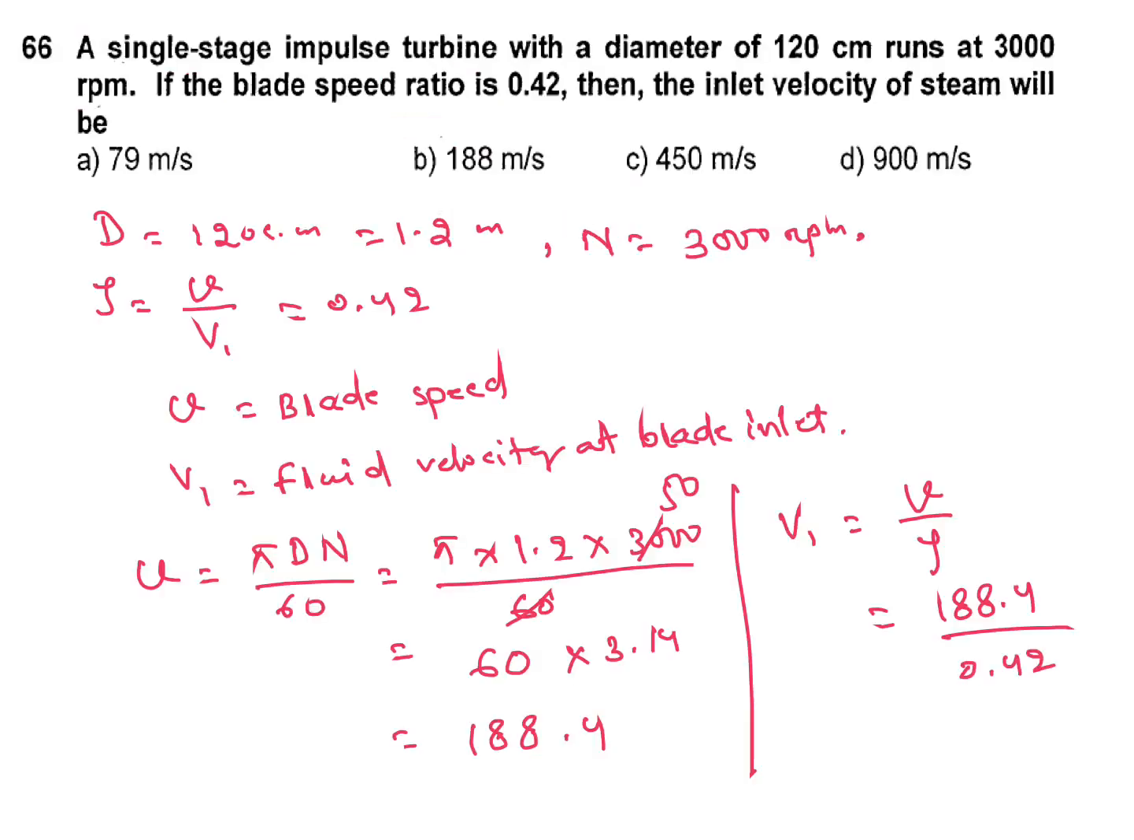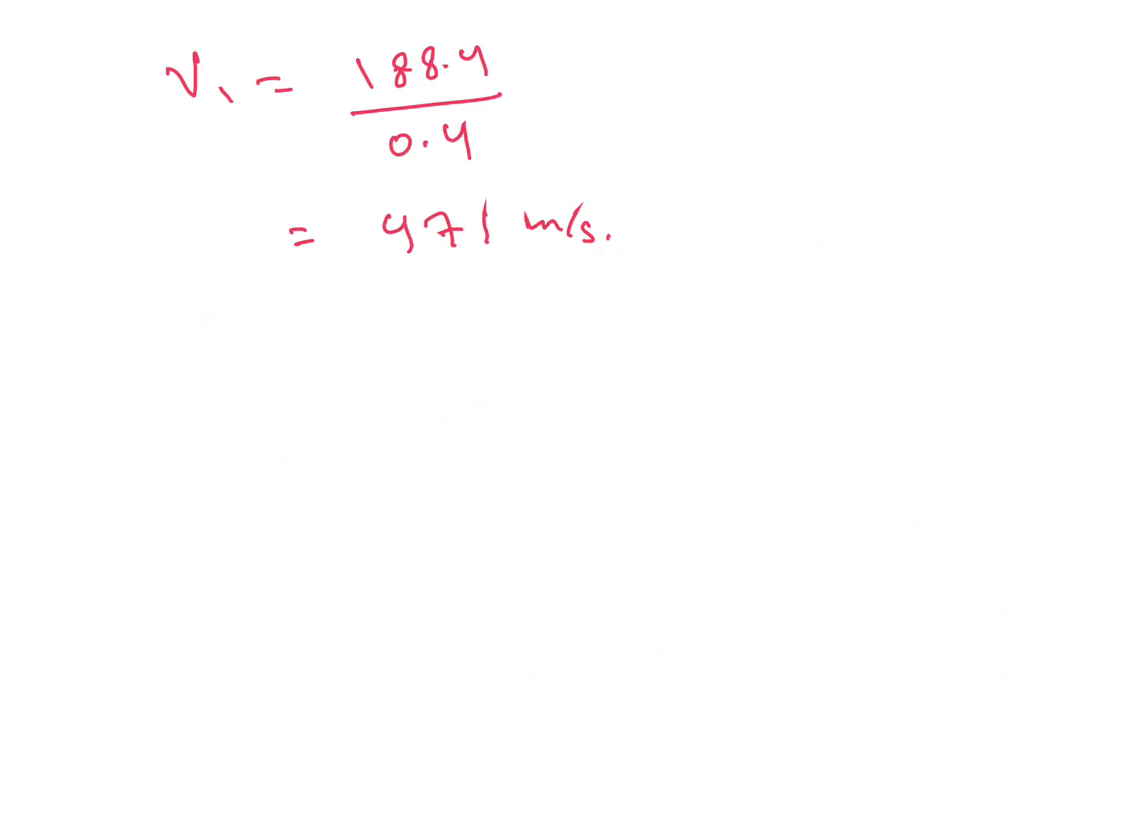From the options, A is not possible, B also not possible, D also not possible. C is our answer, 450 meter per second.